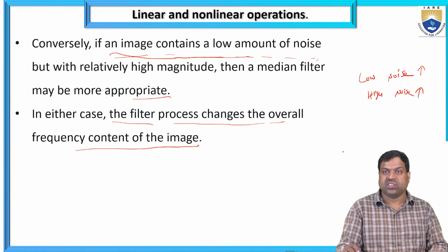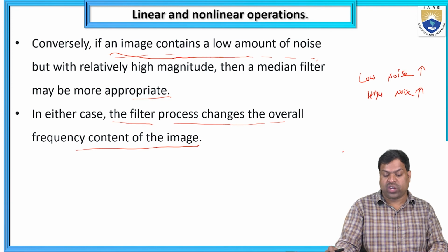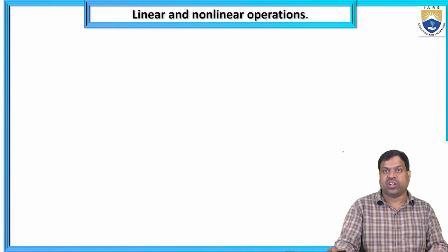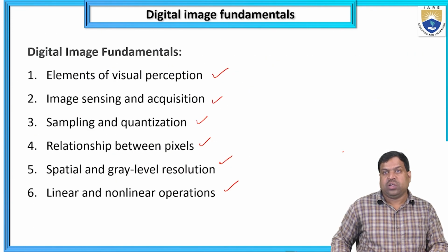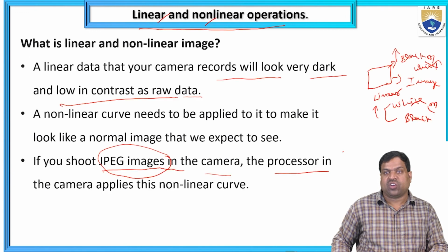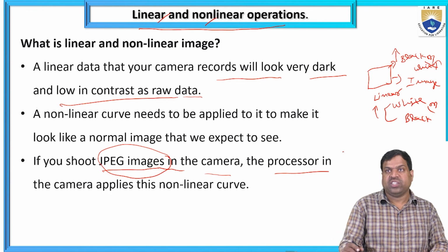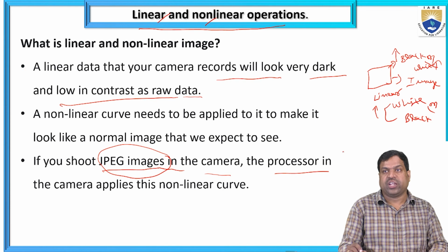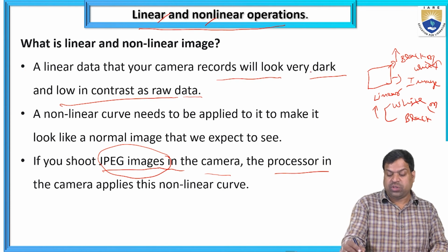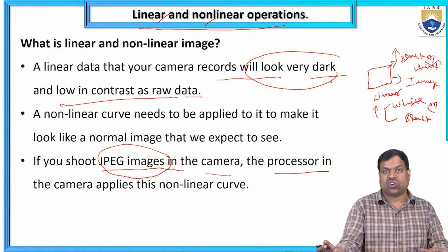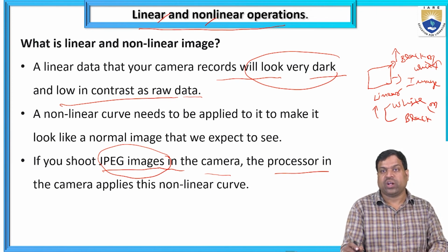In either case, the filter process changes the overall frequency content of the image. Okay, it is about linear and non-linear operations. In the image fundamentals, we discussed linear and non-linear operations. So here we discussed what a linear and non-linear image is. Linear means it looks like very dark, very low-contrast raw data, and the non-linear curve needs to be applied. It makes it look like a normal image, as we expect to see.